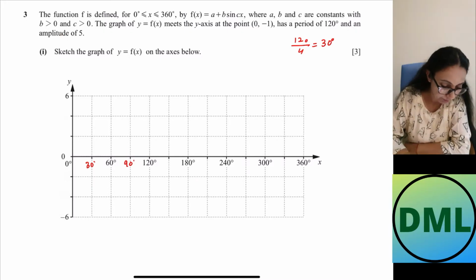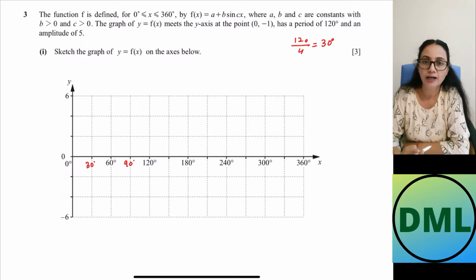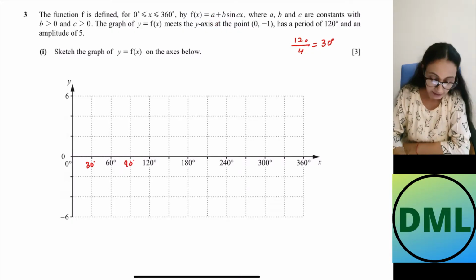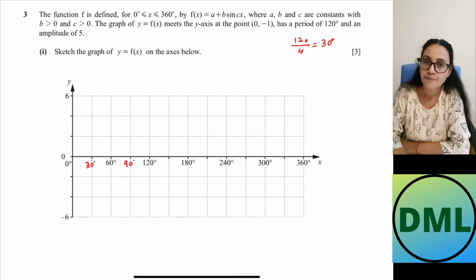We have an amplitude of 5. That means it will go 5 units above the axis and 5 units below the axis. But what is the axis right now? Do we have the value for A here? No, right? We need to find out the value for A. What is given to us? The point (0, -1) is given to us. 0 is the x value and -1 is the y value.